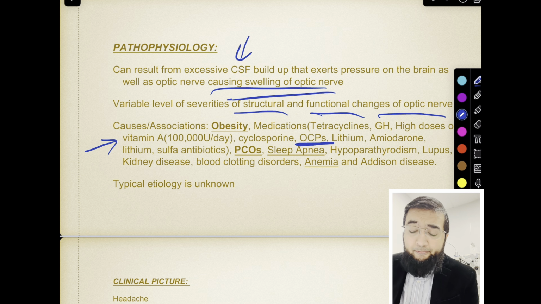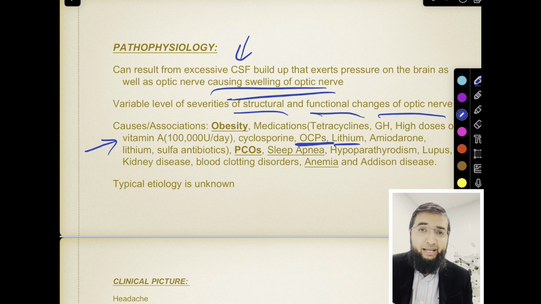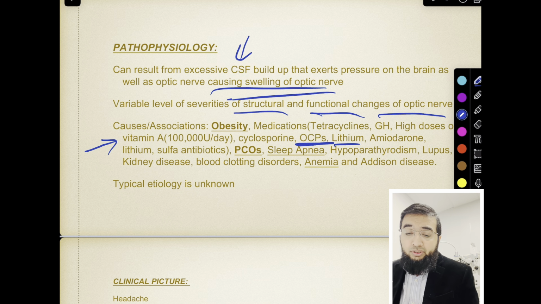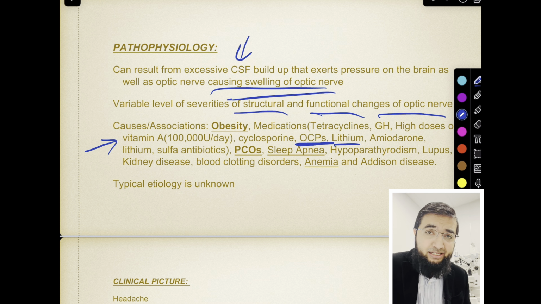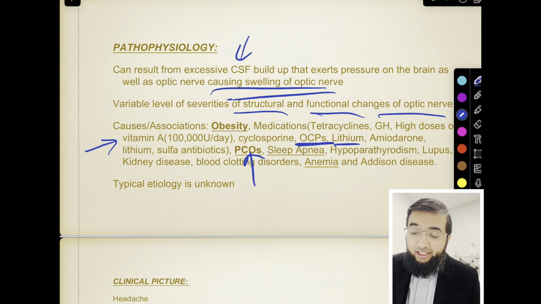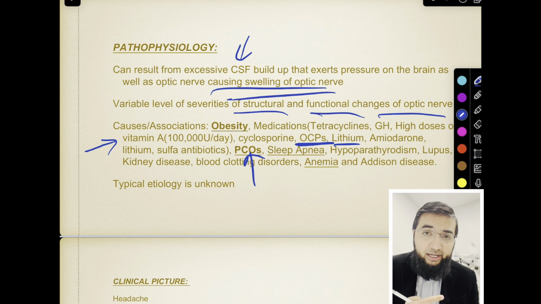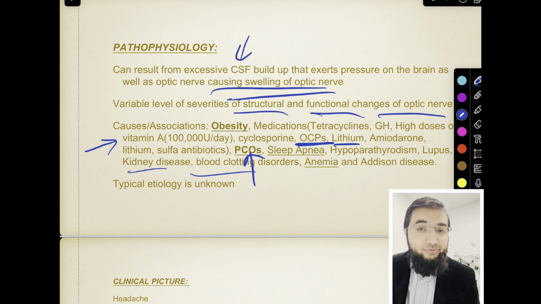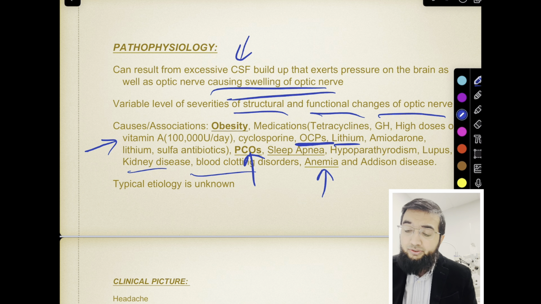Lithium, many psychiatric patients are on lithium, amiodarone, and sulfa antibiotics. Can you imagine? There are so many patients who are on sulfa antibiotics. They can also cause that. So you need to know this list. Polycystic ovarian syndrome, that's another thing. The things that I've underlined are also present in my patient. Polycystic ovarian syndrome, sleep apnea, hypoparathyroidism, lupus, kidney disease, blood clotting disorders, anemia. That's why my patient was on iron tablets. So she has anemia. Addison disease can also be connected with it.